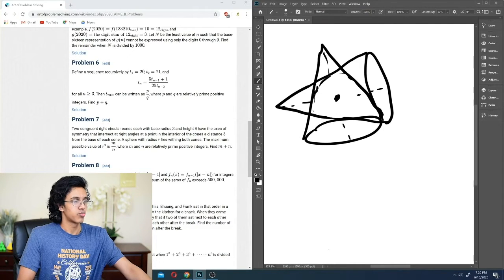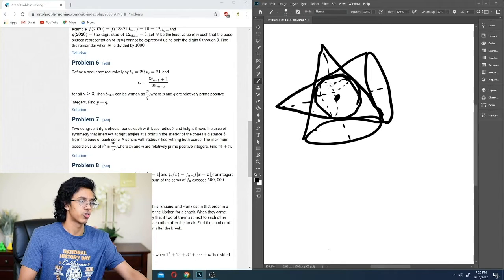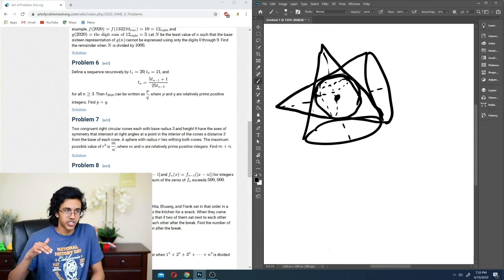So if we want to draw a more accurate 3D picture, right? Basically, this is the outline of the other cone, and then this is the outline of the vertical cone. And it's perfectly tangent at those points.